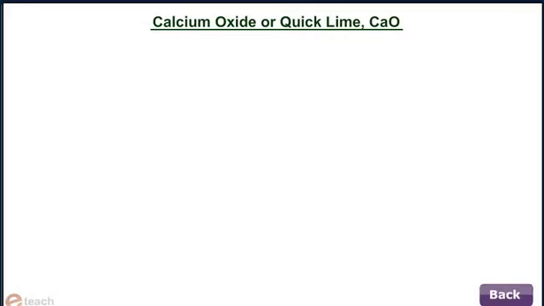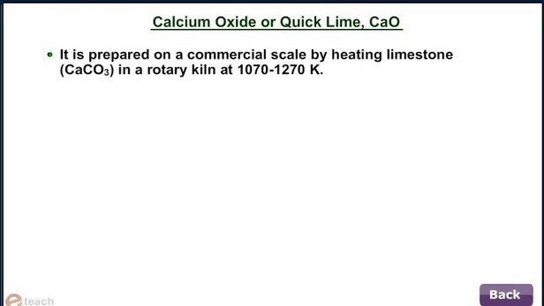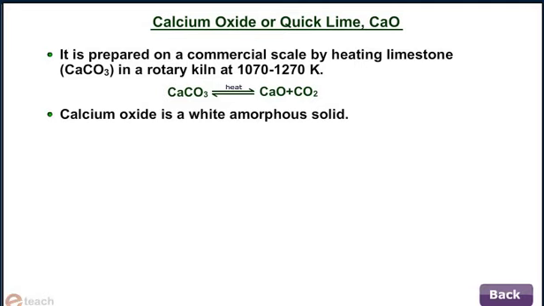Calcium oxide or quicklime, CaO. It is prepared on a commercial scale by heating limestone, CaCO3, in a rotary kiln at 1070 to 1270 Kelvin. CaCO3 on heating gives CaO plus CO2. Calcium oxide is a white amorphous solid. It has a melting point of 2870 Kelvin.